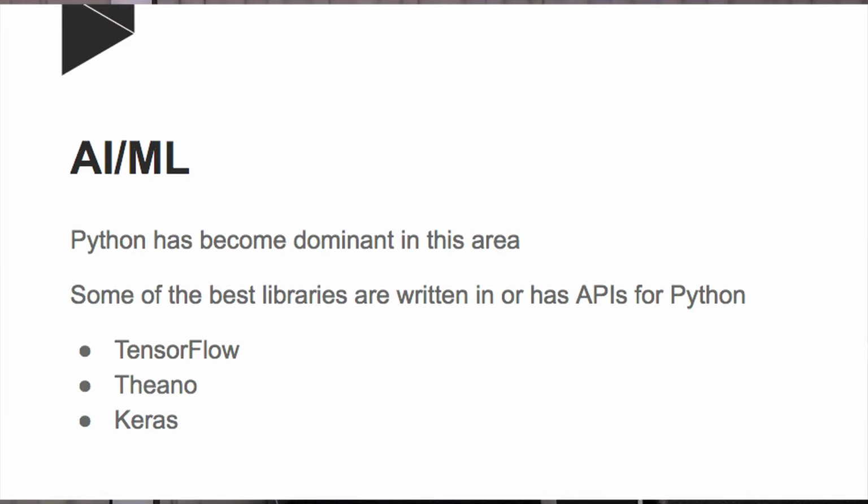Okay, so AI, machine learning, another trendy word. Python has become quite dominant in this area, and popular AI libraries like TensorFlow, Theano, Keras, whatever, those are either written in Python or Python extensions. So in terms of the world of AI, Python is an absolute first-class citizen.